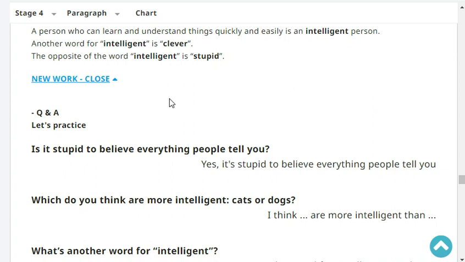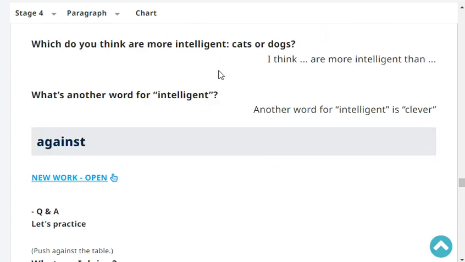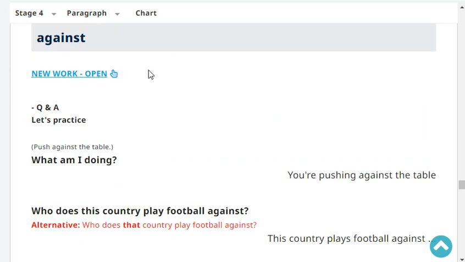Let's practice. Is it stupid to believe everything people tell you? Yes, it's stupid to believe everything people tell you. Which do you think are more intelligent, cats or dogs? I think dogs are more intelligent than cats. Well, what's another word for intelligent? Another word for intelligent is clever. Very good.